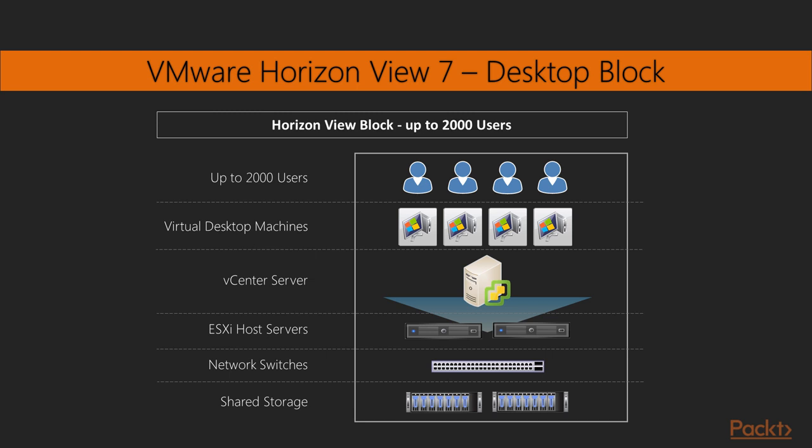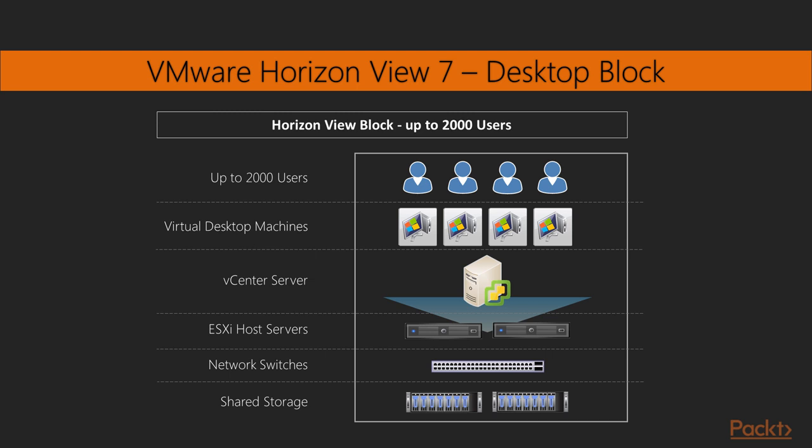When we discussed the infrastructure components in the first section of this volume, we mentioned that there were really 2 sets of infrastructure within it. One to host the virtual desktop machines, and another to host the infrastructure components, such as the connection servers. These form the basis of the pod and block architecture. We're going to start by looking at the desktop block, which is used to host the virtual desktop machines.